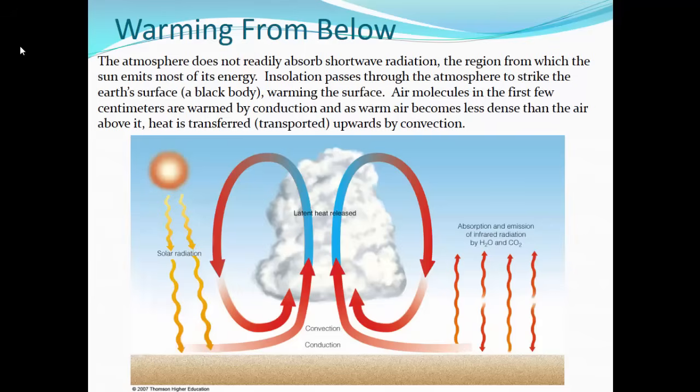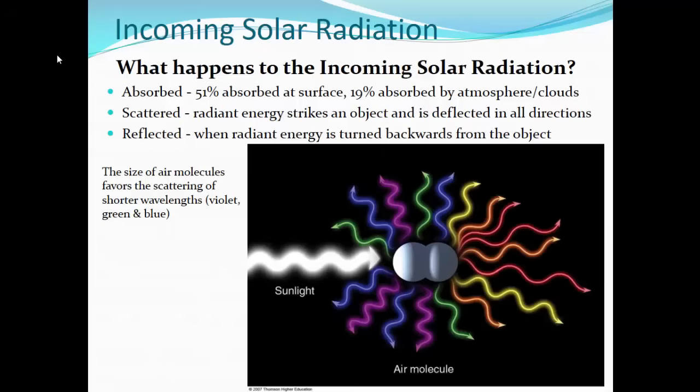So that's why a cloudy day is a cooler day. The sun's shortwave radiation can't reach the Earth for the Earth to heat up. And a bright sunny day, of course, you know it's going to be hotter. So what happens to incoming solar radiation? This is that energy balance.